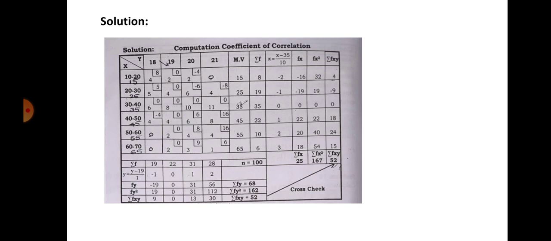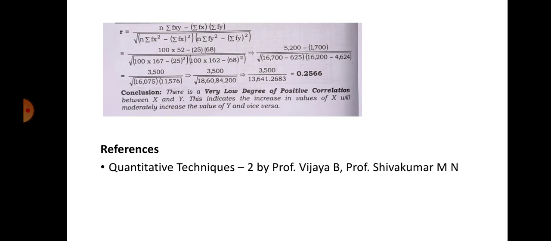So r equal to, they write the formula: n sigma fxy minus sigma fx into sigma fy, divided by the square root of n sigma fx square minus sigma fx whole square, into n sigma fy square minus sigma fy whole square. Now what is this? Some books write dx, dy. They are one and the same. Instead of x they take dx, instead of y they take dy. That's all.